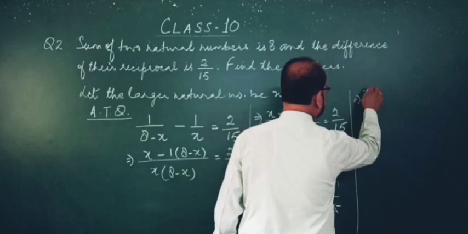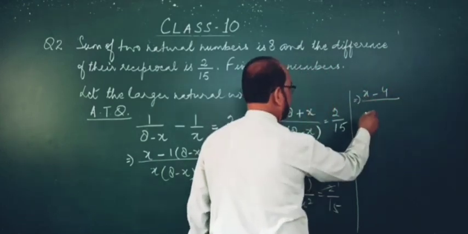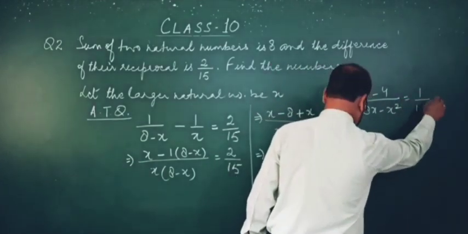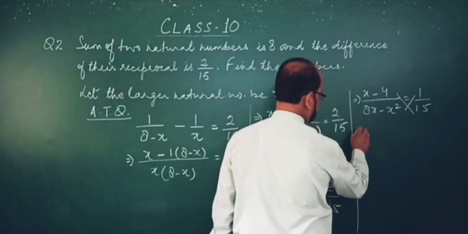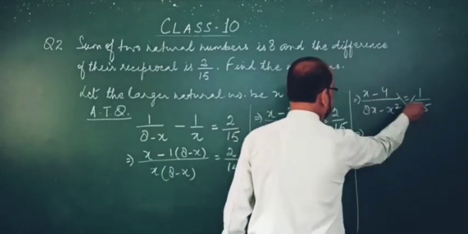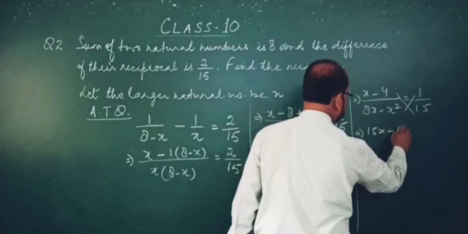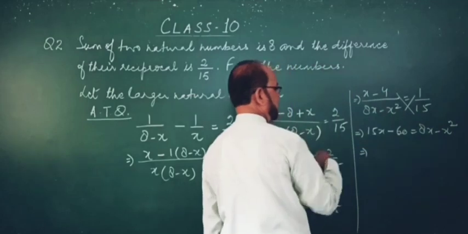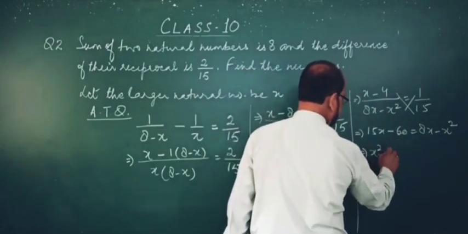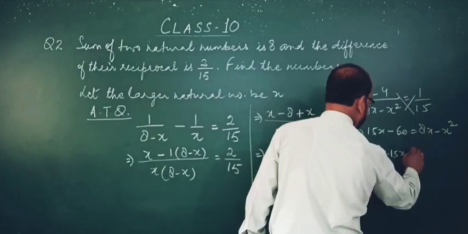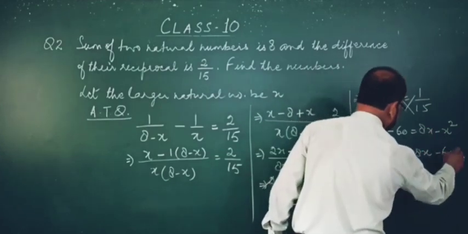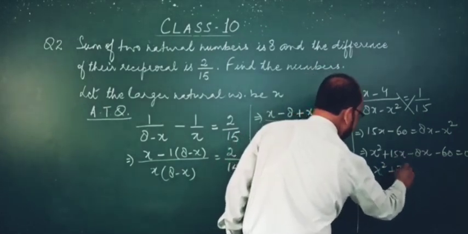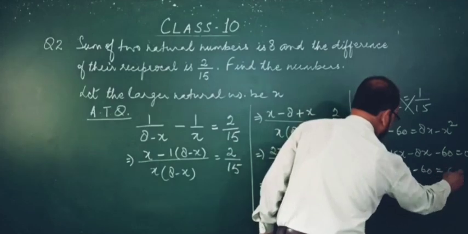It is (x minus 4) upon (8x minus x square) equals 1 upon 15, and after that we will do cross multiplication. So 15 into x minus 4 will give you 15x minus 60 equals 8x minus x square. Now bring 8x and x square to this side. So x square plus 15x minus 8x minus 60 equals 0. So this will be x square plus 7x minus 60 equals 0.